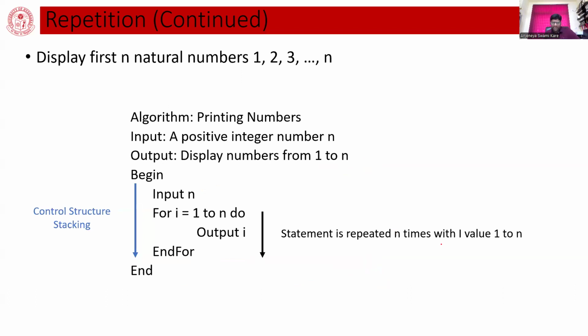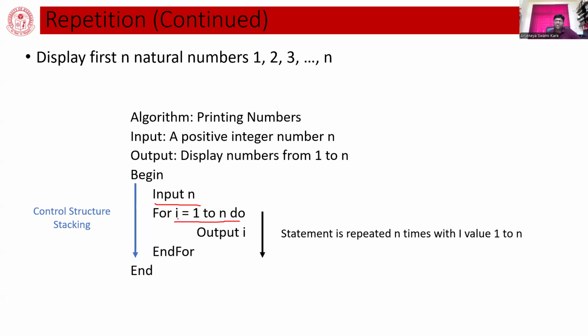There is another repetitive construct called for. Let us see how to display the first 10 natural numbers using the for repetitive statement. Input n. You take your input from the user, and then for I equal to 1 to n, do output I. Compared to the while loop and do while loop, which have initialization, increment, and condition separately, the for loop combines everything. There is no separate initialization or incrementation. The for loop is a compact form of repetitive statement where initialization and incrementation are combined in the construct itself.